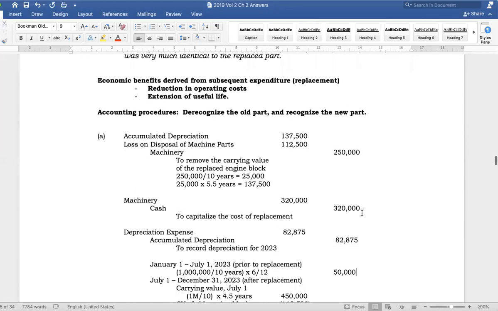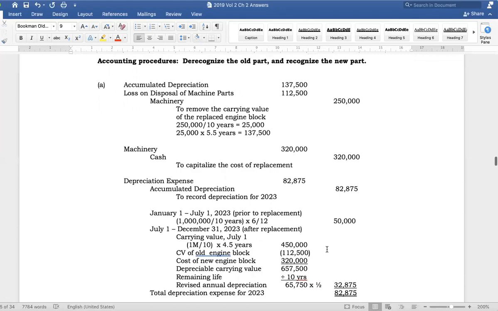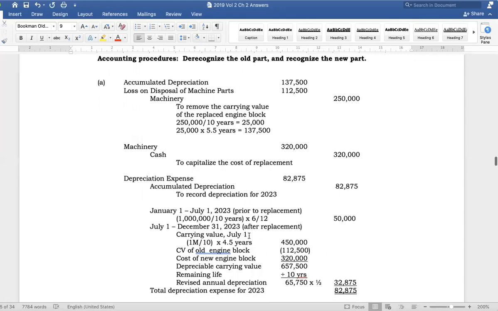And then determine the carrying value of the machine after capitalizing the new part and recognizing the old part. So the carrying value of the machine on July 1, 2023 after capitalizing the new part is 1 million divided by 10 times the remaining number of years from the date of replacement to the end of the original estimated life, which is 450,000.